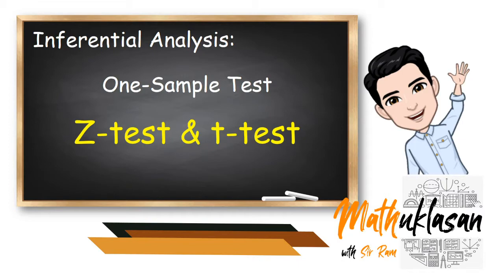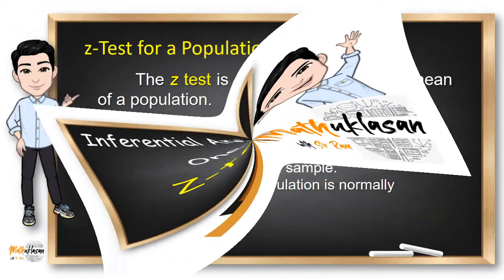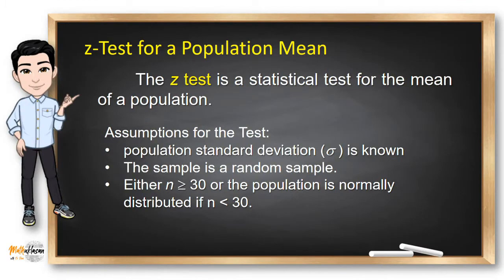And in this video, we'll be discussing two one-sample statistical tests. The first is the z-test for a population mean. The z-test is a statistical test for the mean of a population. For instance, you can use this if you want to test the significant difference between your sample mean and the population mean, as long as you follow these assumptions.